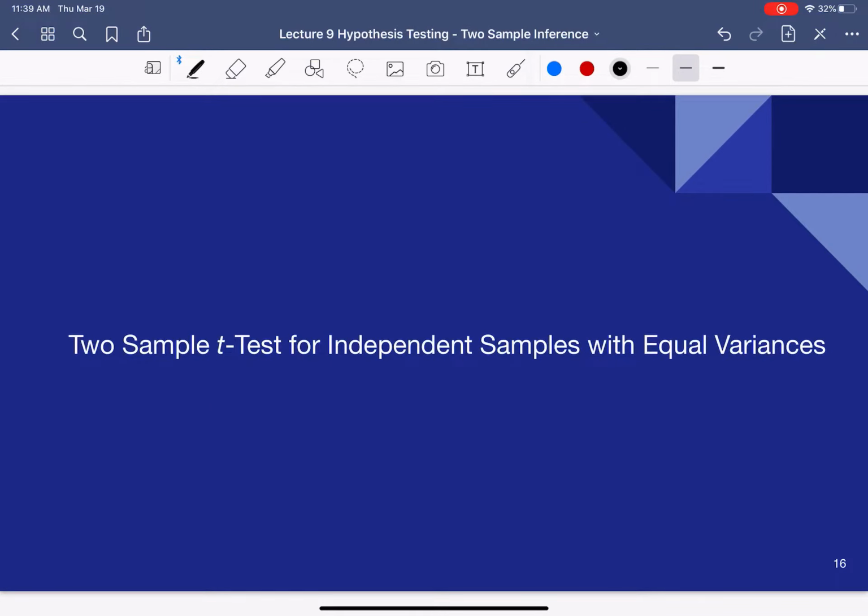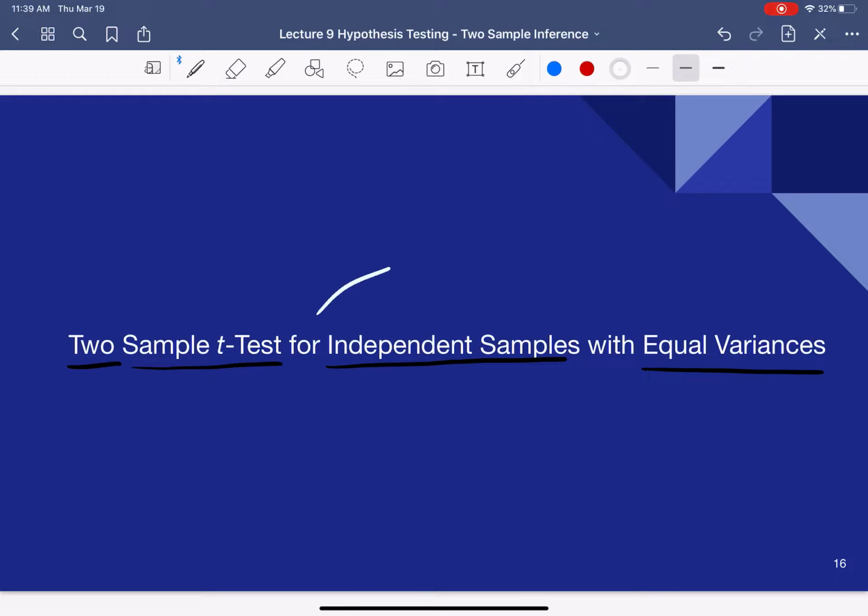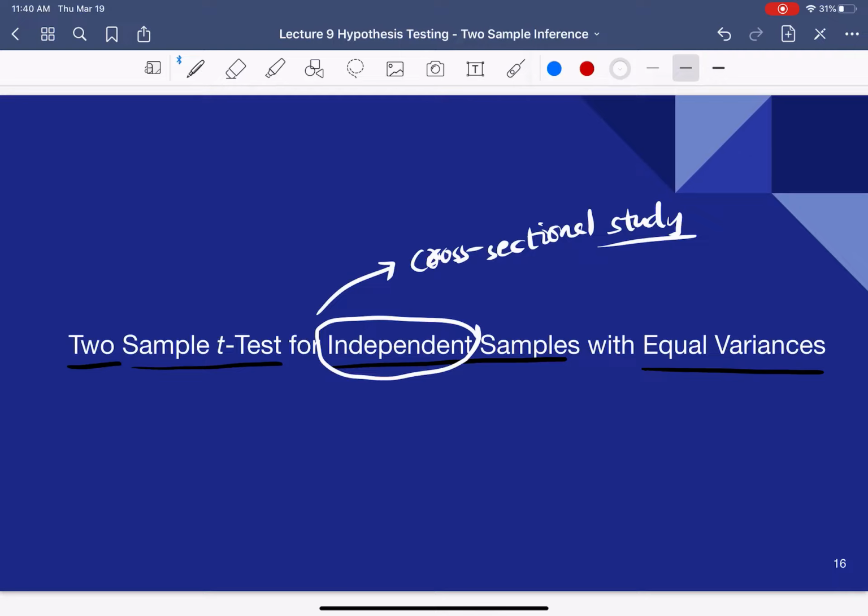So in the next part, let's continue with the 2-sample t-test. Here for independent samples with equal variance. So the idea here is that it is a 2-sample t-test for independent samples. So we know that independent samples are only used in cross-sectional studies. So this test goes specifically towards cross-sectional study.